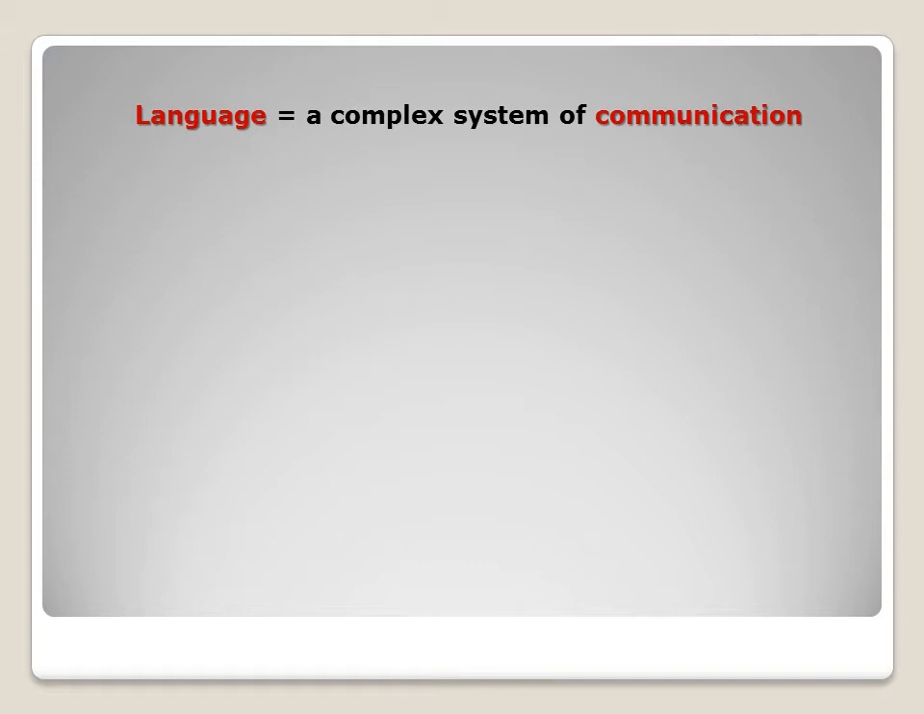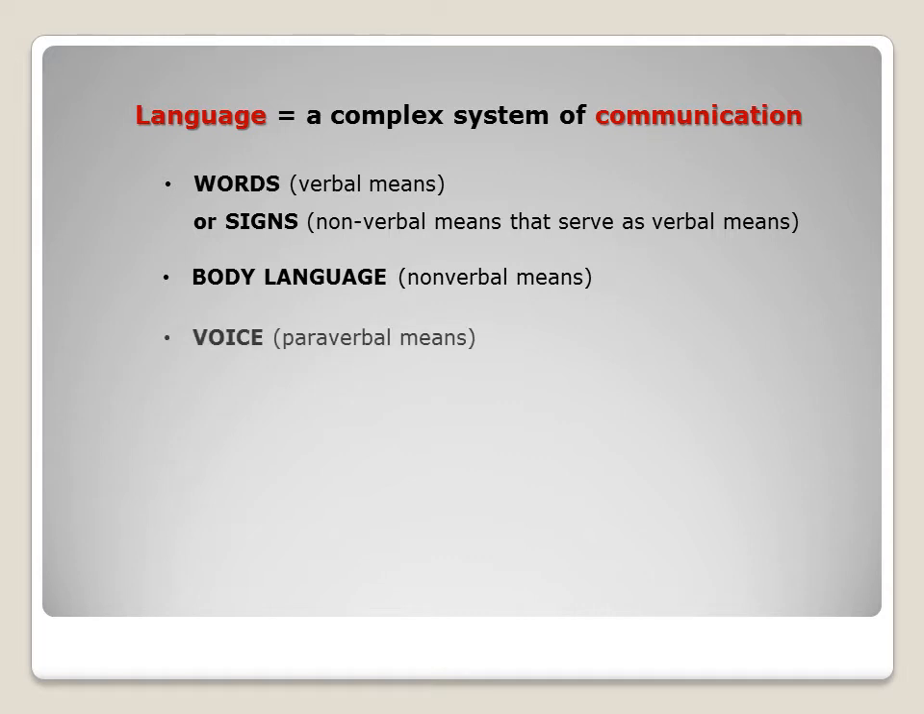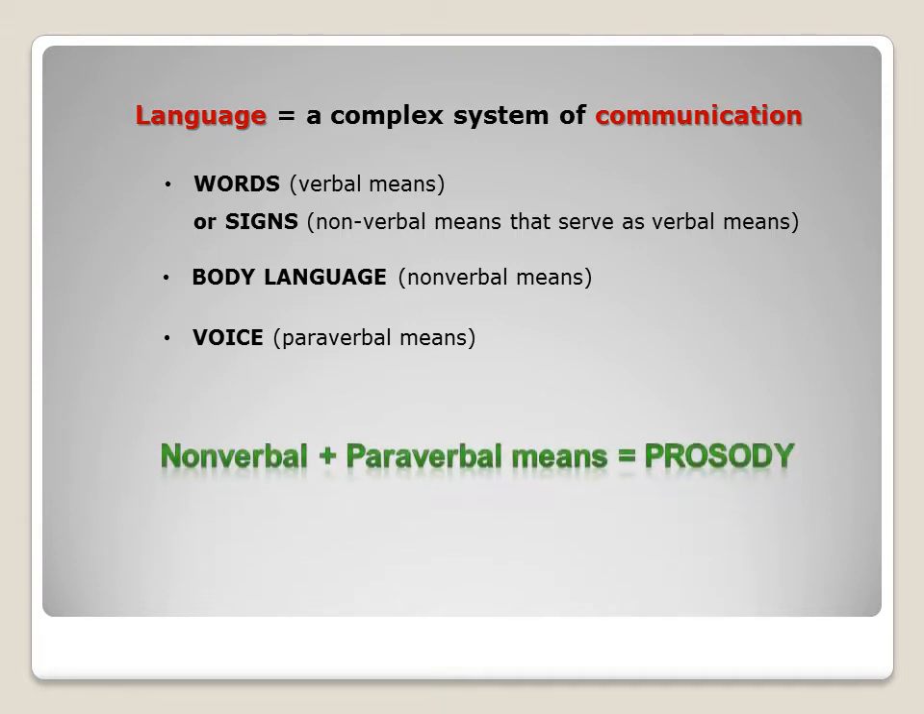Language is a complex system of communication that consists of words, written or spoken, so-called verbal means, and signs, so-called non-verbal means that serve as verbal means, for example in a sign language or braille. Then we have body language, which is non-verbal means, and voice, the tone of voice, rhythm, tempo, that are so-called paraverbal means. Both non-verbal communication, body language, and paraverbal communication make up prosody.